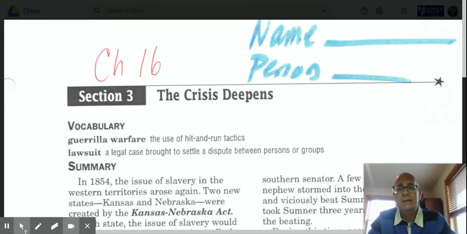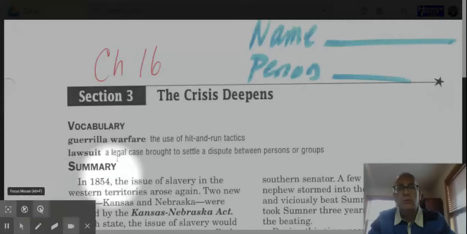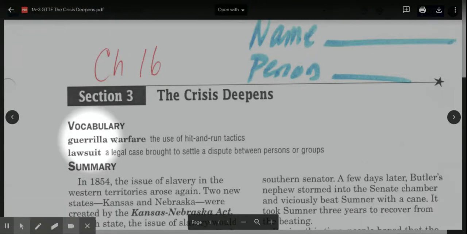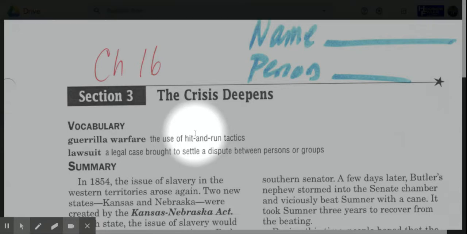First word is guerrilla warfare, and we know guerrilla from earlier in the school year. This term is very similar: guerrilla warfare, the use of hit and run tactics. We saw this in our study of American history first this year when we were looking at the tactics during the French and Indian War, and then again the tactics that the American colonists used successfully to frustrate the British during the American Revolution.